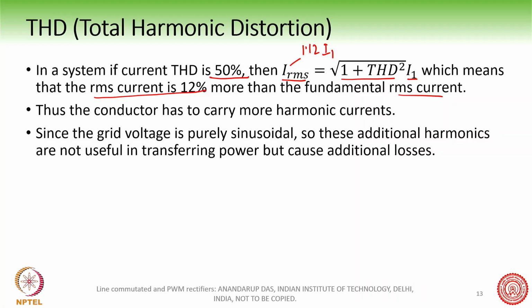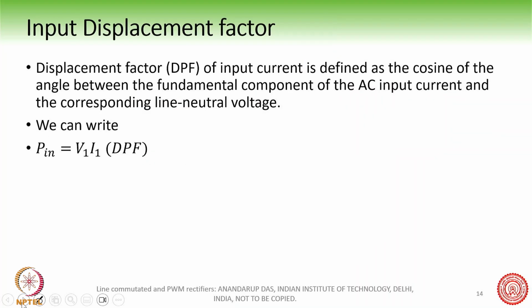But the losses in the conductor are proportional to the RMS value of the current. So we will have much more losses in this case, because these useless harmonic currents flowing through the conductor create additional losses, and of course we would not like to have them because they cause a temperature rise, right? So these additional harmonics are not useful in transferring the power but cause additional losses.